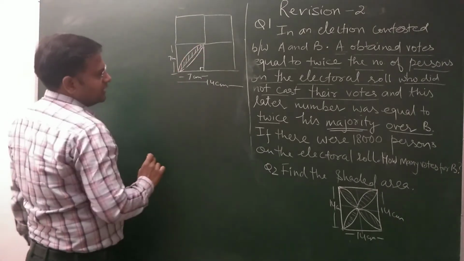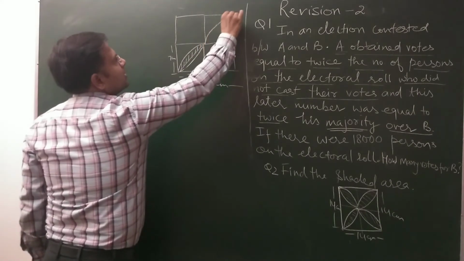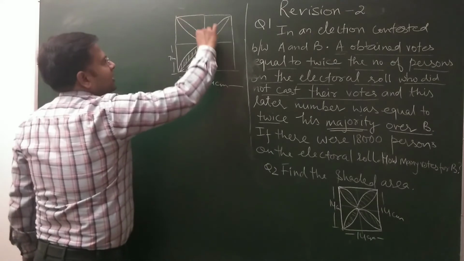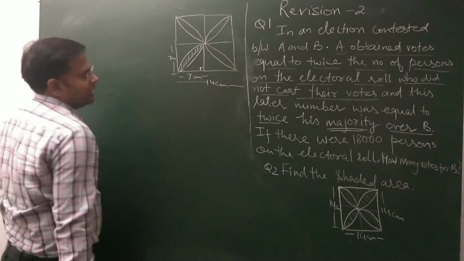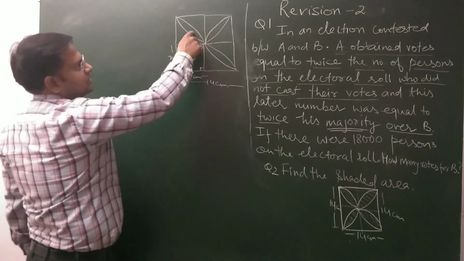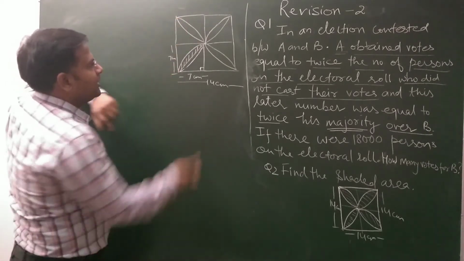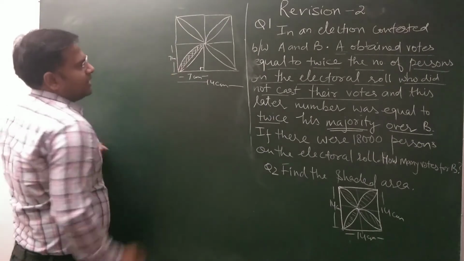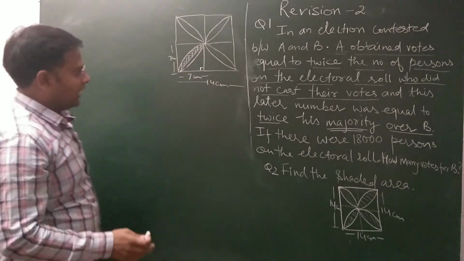How can you find this area? There are total 4 leaves and the total area will be 8 times this area, because 1, 2 and 2 twos are 4, 4 twos are 8. So if I am able to get this area which I have shaded here, then I can multiply this area by 8 and I'll get the answer for this shaded area.